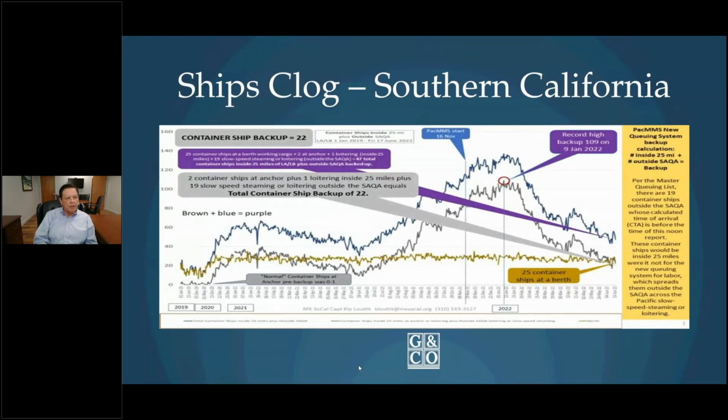And what we are finding now is that we're getting much, much closer to the normal number of ships. We had a record high backup of 109 ships January the 9th. And now you can see how dramatically this has dropped down to about 20 ships. So we're beginning to see this part of the supply chain catch back up and get back more to equilibrium.